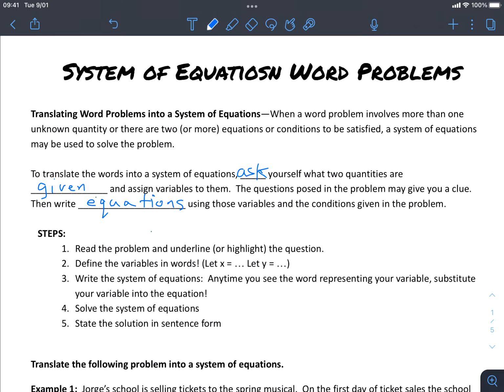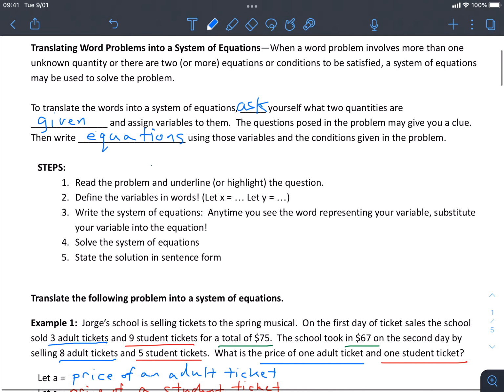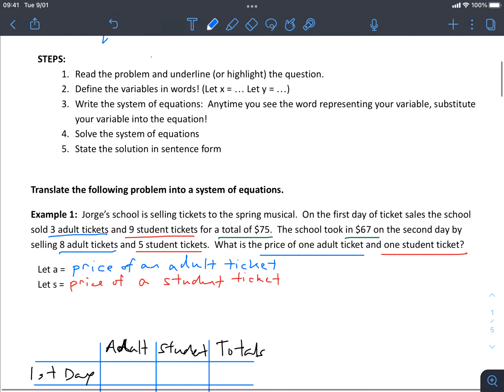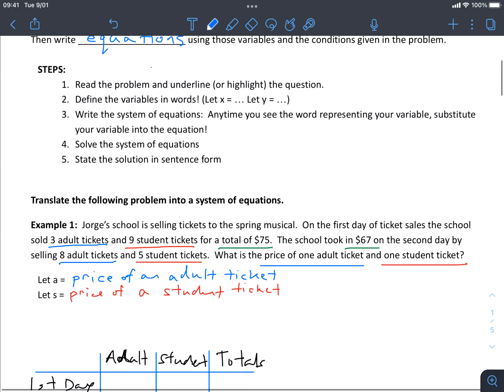So here are a few steps. Our first step is to just read the problem, and we're going to underline or highlight the question. We're going to define the variables we're looking for, and then we're going to write equations using the information given in the problem. And then we would go about solving the system of equations, and then we would state our solution in the end.